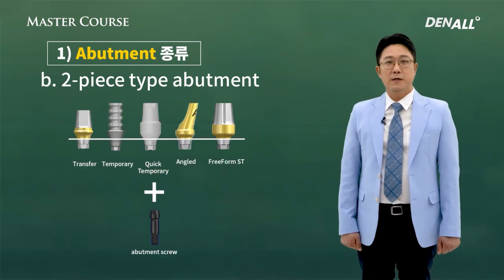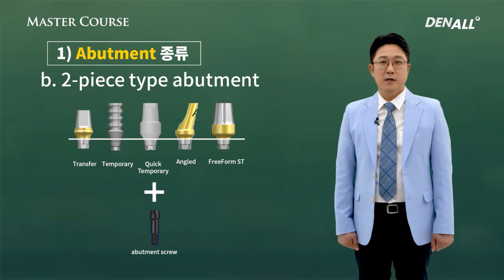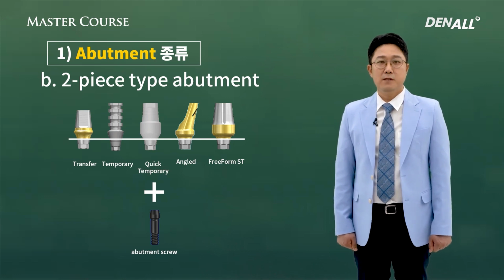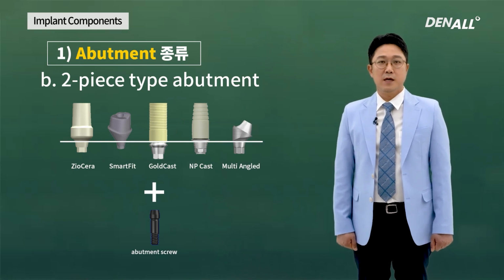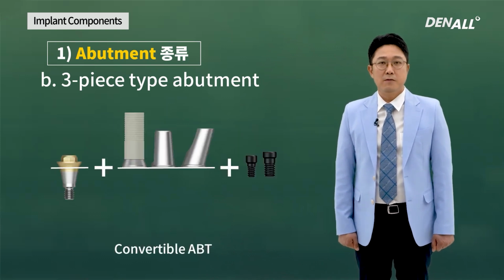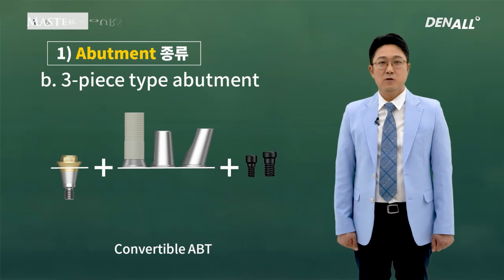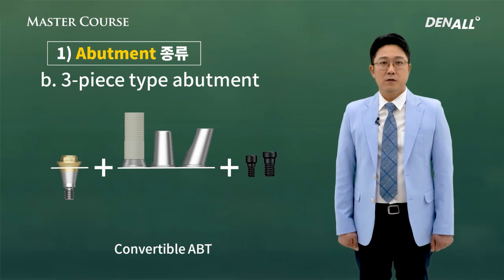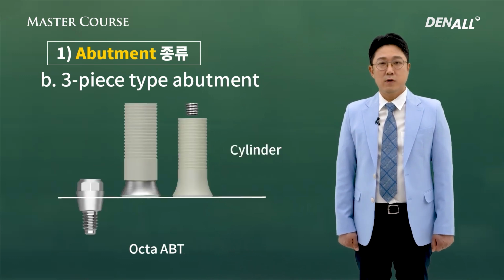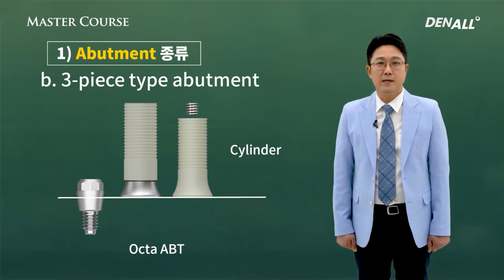Next, I'm going to talk about two-piece abutment. The abutment and screw are separate, so it's called two-piece abutment. Depending on the shape and fabricating material, there are multiple types. In the case of three-piece abutment, you connect one-piece abutment with two-piece abutments. One-piece abutment is used to change the way fixture is connected with superstructure. Compared with other types, it may be more difficult to understand, so I'm going to show you a case.